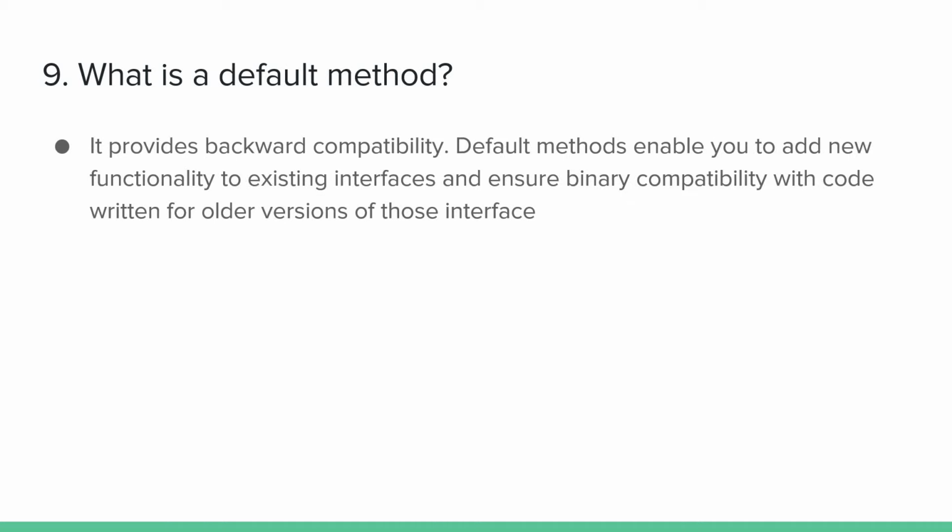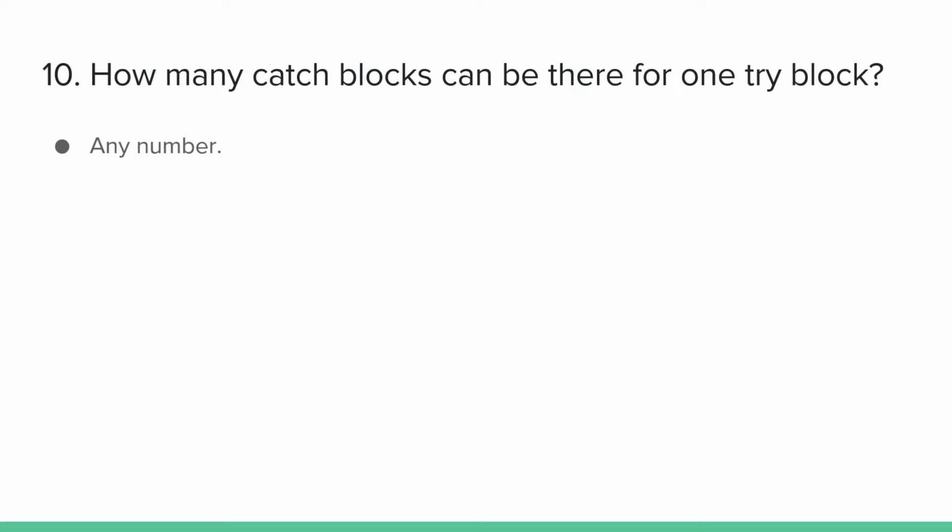It is for backward compatibility. The default methods enable you to add new functionality to the existing interfaces, and it ensures binary compatibility with the code written for older versions of those interfaces. So naturally, the backward compatibility is ensured through the default method.